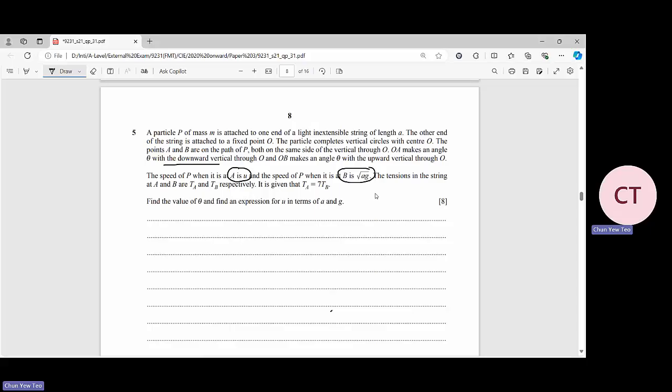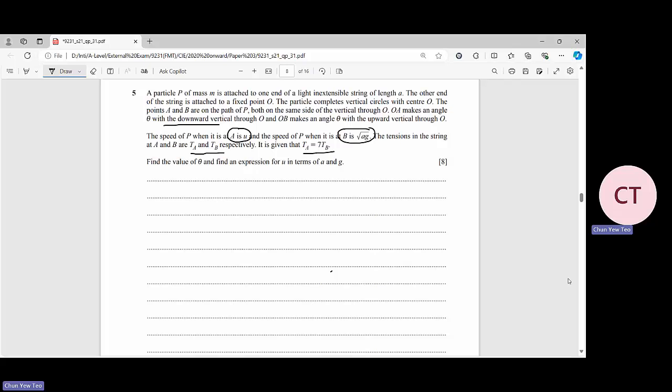The tensions in the string at A and B are TA and TB respectively, and it is given that TA equals 7 TB. Find the value of theta and find the expression of u in terms of a and g. Okay, so over here a diagram is needed. So we are having a string over here.